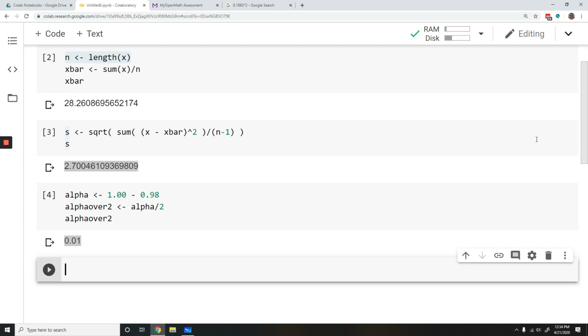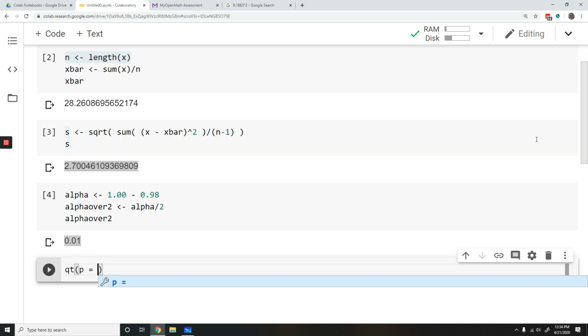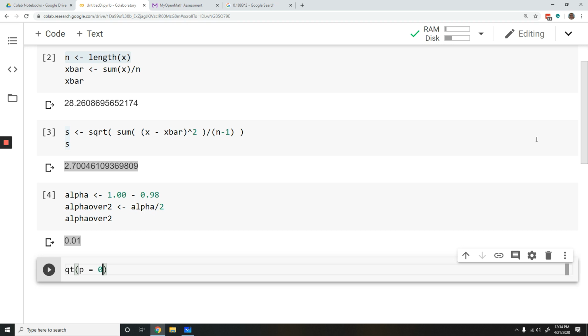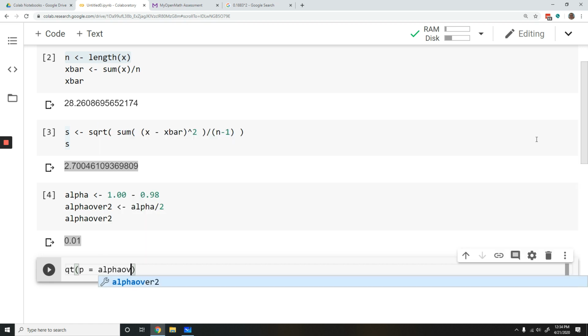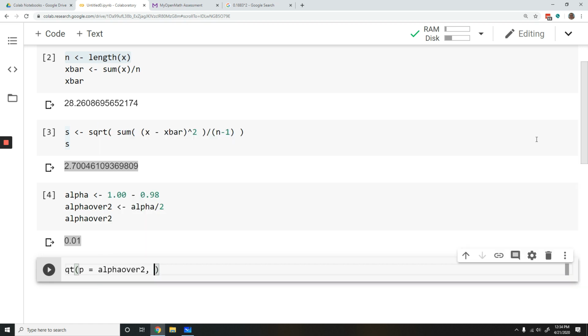So we want to find the t-score, and we're given a probability. So we're going to use the qt function and then plug in the p, plug in the probability. That probability is our alpha over 2. So you could either type in 0.01, or you could actually write alpha over 2. I tend to like the variables. It helps me so I don't have to copy and paste the numbers if I find I make a mistake later.